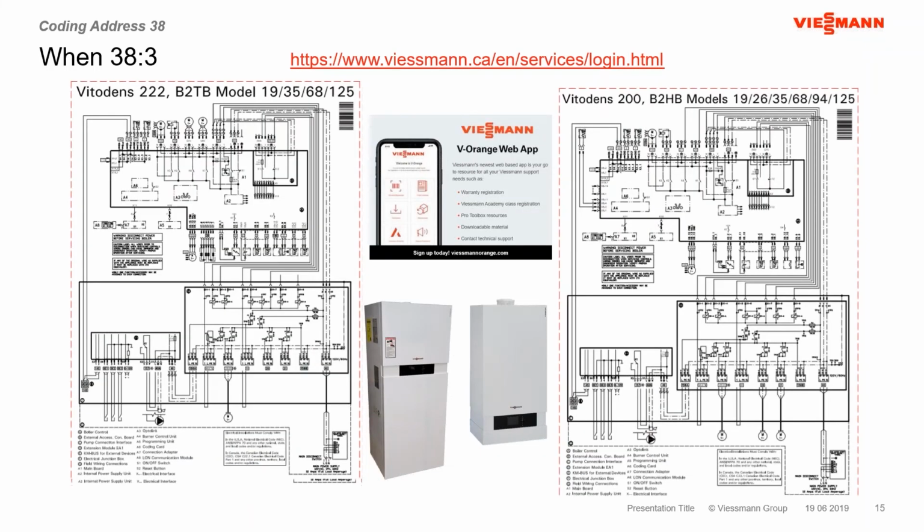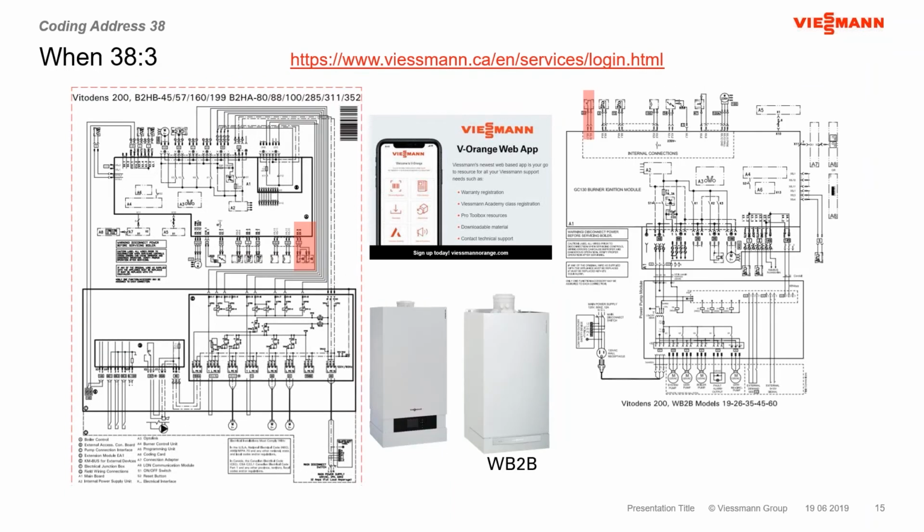So in this particular area, again, there's going to be no B2HA 399 or 530, but you'll notice on the wiring schematics here, there's the B2TB model, 1935. Highlighted in red here is the issue at hand, or the part that's basically blocking the burner from operation. There's the B2HB 57. On the opposite side is the WB2B. So the WB2B boiler is included in the value of 3 in address 38. So this deals with a couple of different generations, but there are no B2HA 399 or 530s.